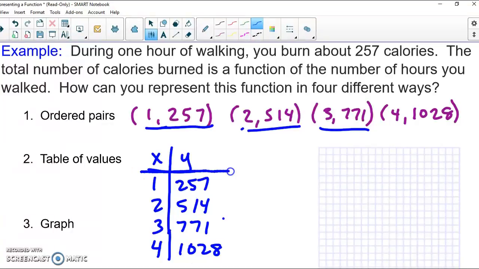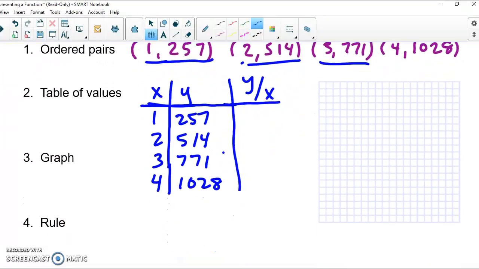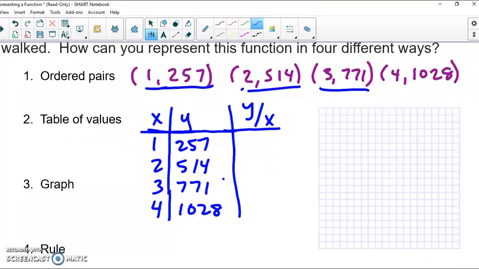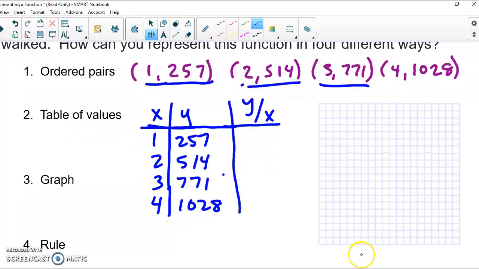Now I'm going to add one more column to my table just to help us when we get to writing the rule. So the third column in my table is going to be y over x. And I'm going to look at that ratio to help me here in just a bit. But let's go ahead and look at our third way of representing a function, which is a graph. So we've already established that our x values are our time in hours. This is how many hours I walk. And my y values are the number of calories burned.